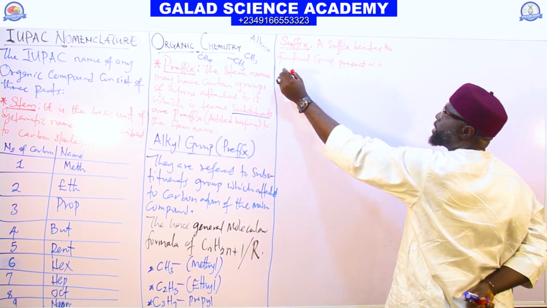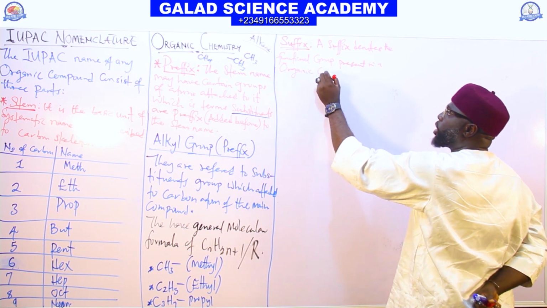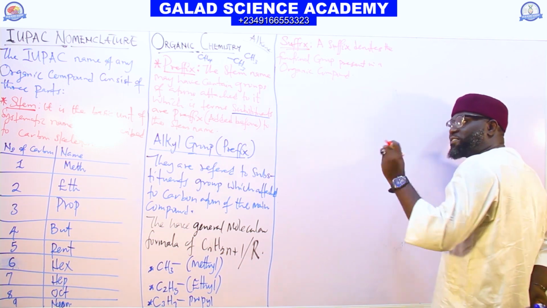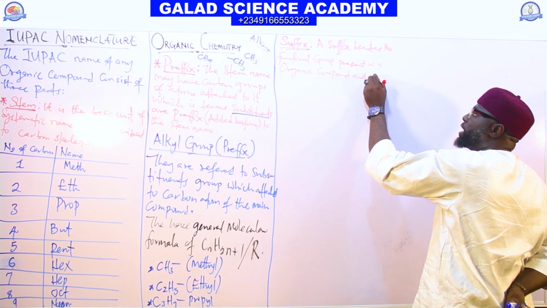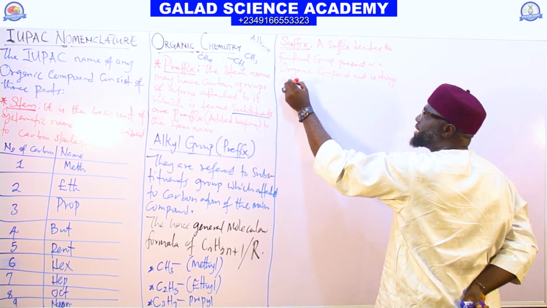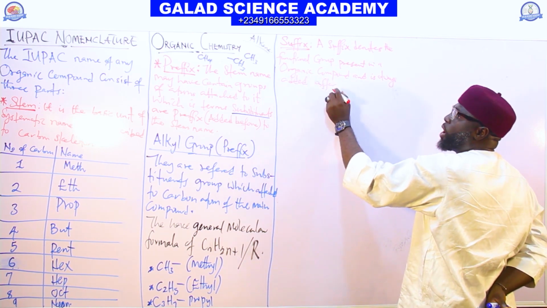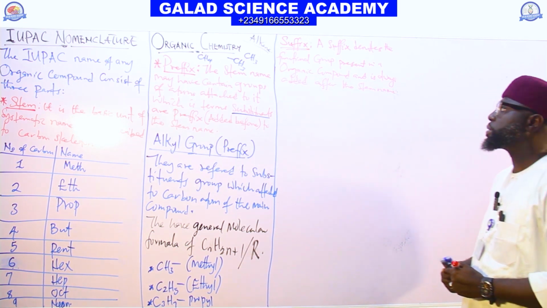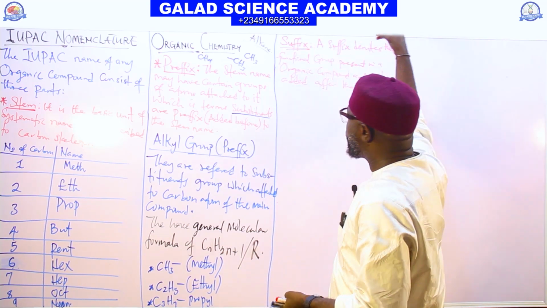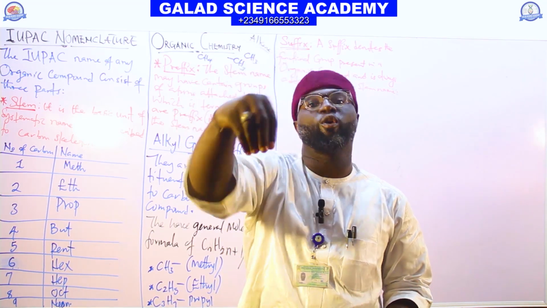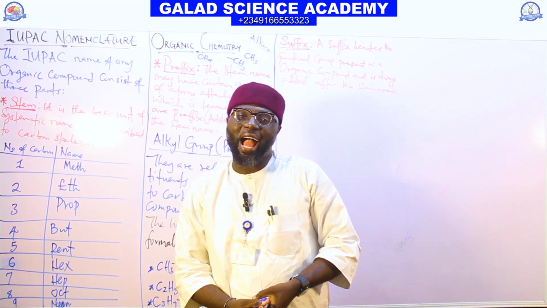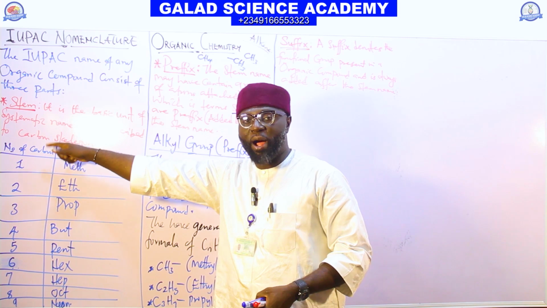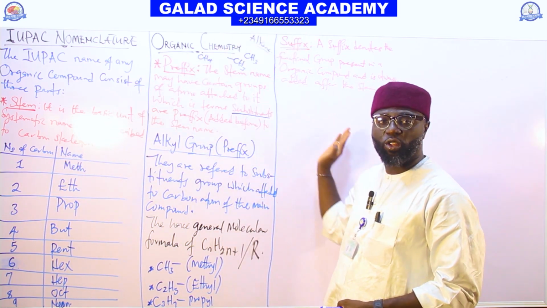And it's always added after the stem name. Please note that this suffix is the one that we use to determine the functional group. Once you know the functional group of the compound, you attach the suffix to the back of the stem. So the prefix always comes in front of the stem, and the suffix comes at the back of the stem.